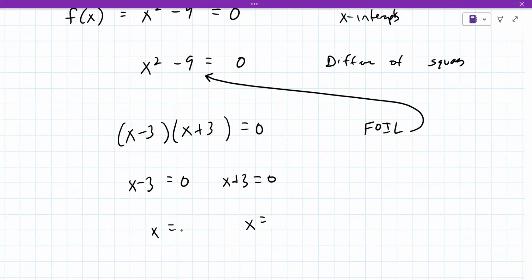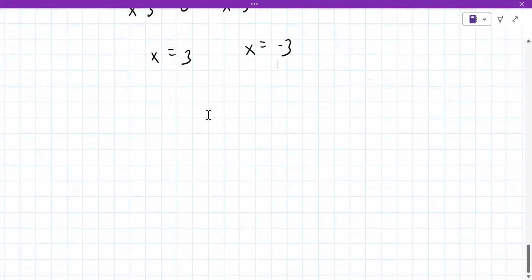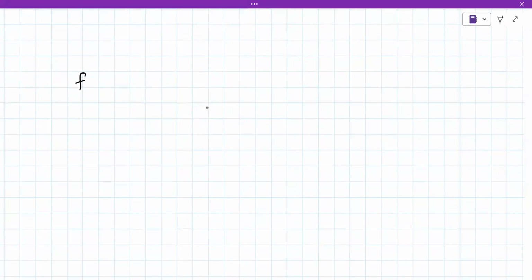Positive 3 and negative 3. Good. All right, so this is difference of squares. Let me give you one to try here. Let's say f of x equals x squared minus 25. I want you to find the x-intercept, please. Basically the same thing as the last problem, just with different numbers.